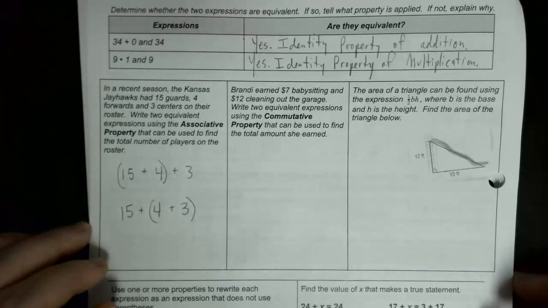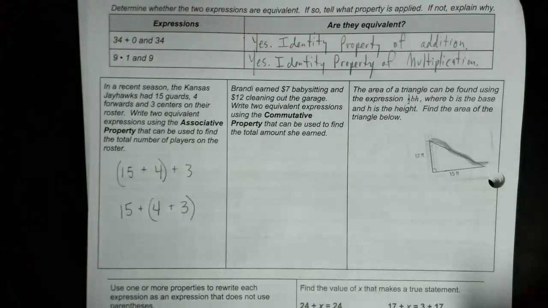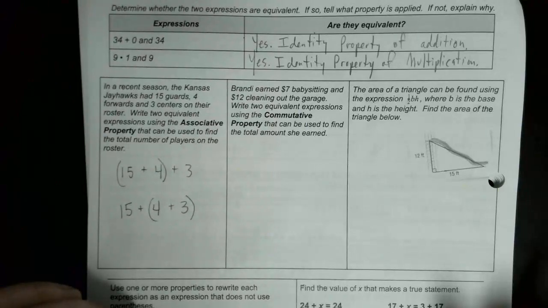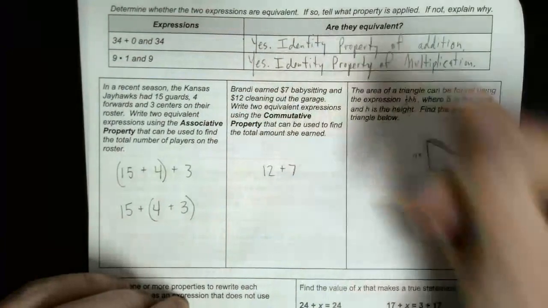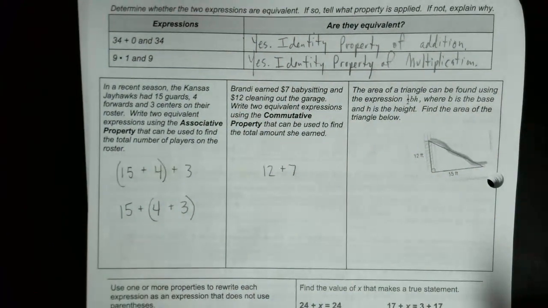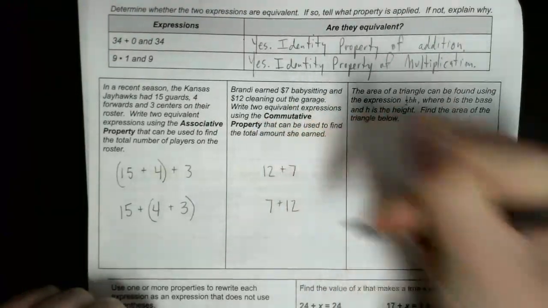Brandy earned $7 babysitting and $12 cleaning out the garage. Write 2 equivalent expressions using the commutative property, which is moving from one place to another, that can be used to find the total amount she earned. Well, how are we going to find the total amount Brandy earned? 12 plus 7. Commutative property means we can move the numbers around but still get the same answer. The other equivalent expression, 7 plus 12.